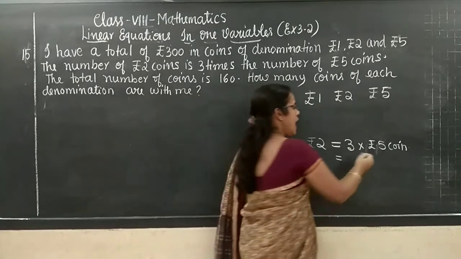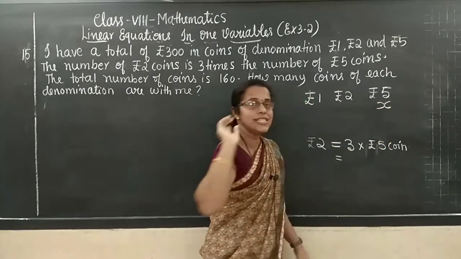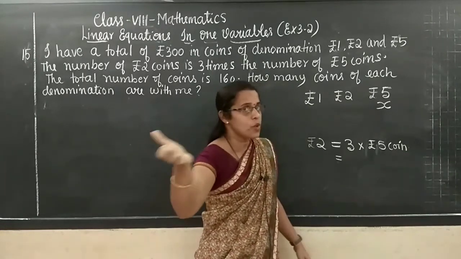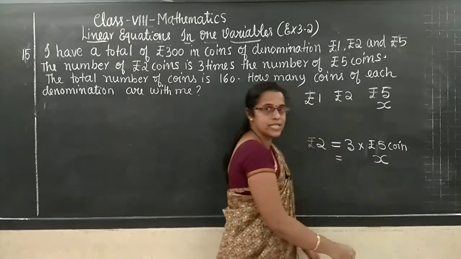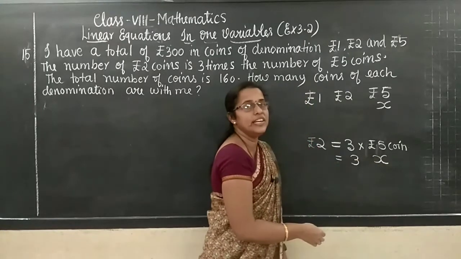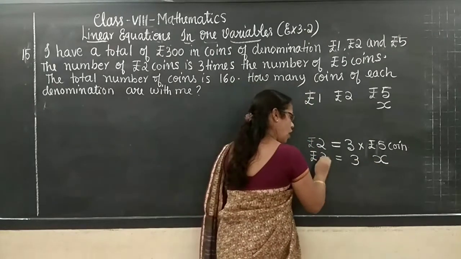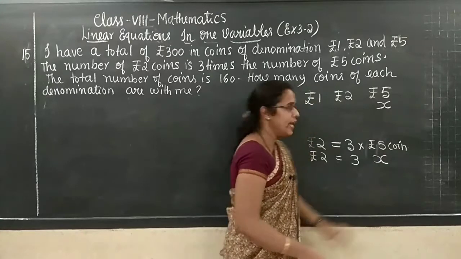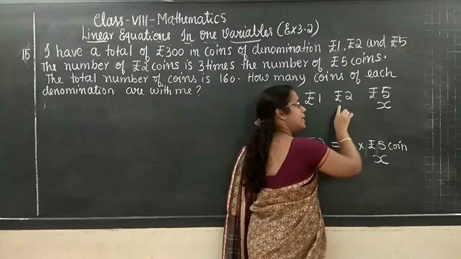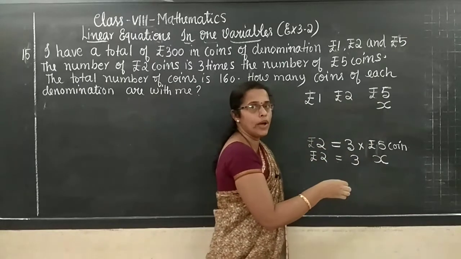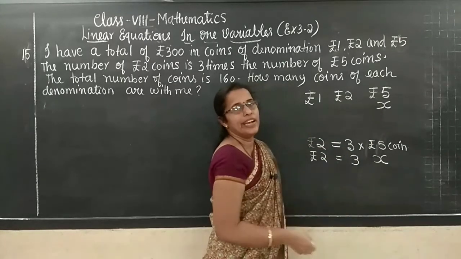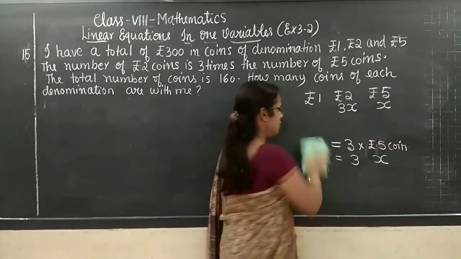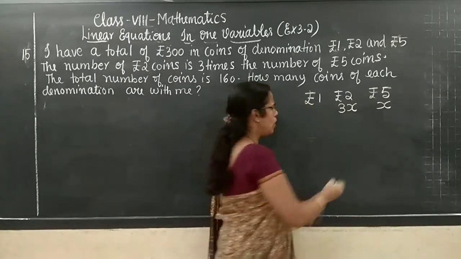So what can I do? I can take the 5 rupee coin as x. 3 times the 5 rupee coin means whose times is it? It is 5, no? So that is taken as x. So 3 times x, 3 into x, 3x. That means the 2 rupee coin is 3 times the 5 rupee coin. The 5 rupee coin is taken as x, so the 2 rupee coins are 3x. Then the total coins I know, 160.